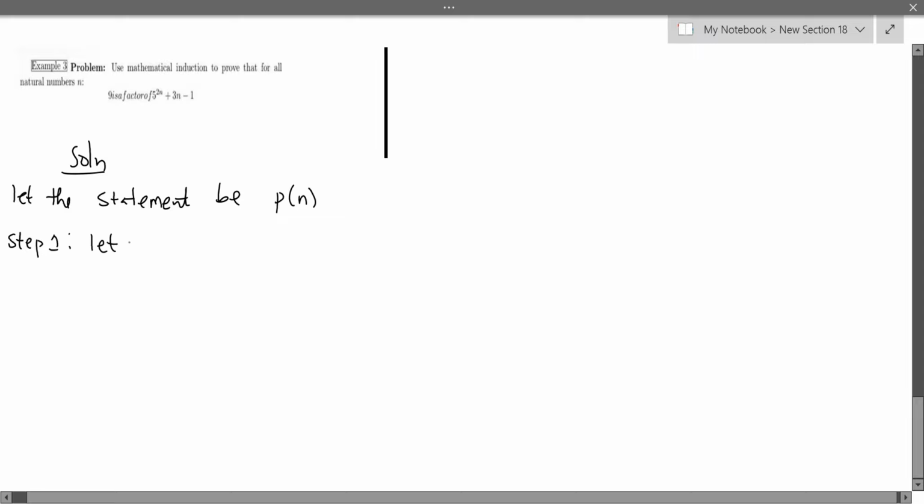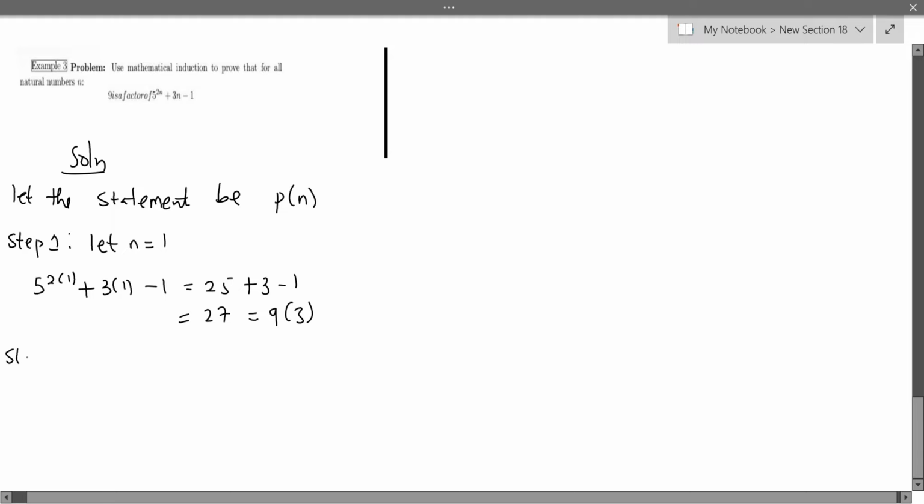So we say let n be equal to 1. So for n equals 1, let's see whether the expression is a factor of 9. So we have 5 raised to the power of 2 times 1 plus 3 times 1 minus 1. 5 raised to the power of 2 is 25, plus 3 minus 1, so that is 27. So this is a factor of 9 because 27 can be expressed as the product of 9 times a number. So it's a factor of 9.